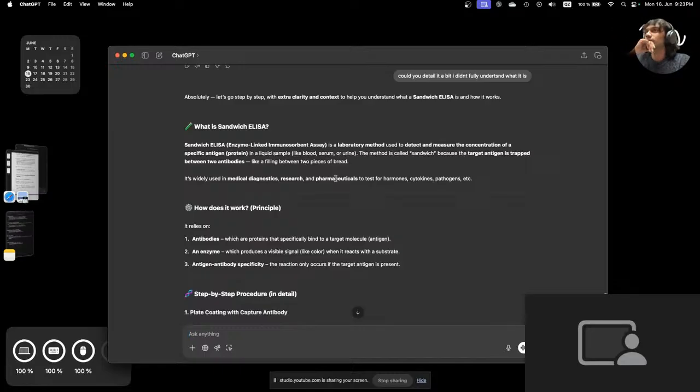It's a method used to detect and measure the concentration of a specific antigen in a liquid sample. The method is called sandwich, like filling between two slices. Okay, it's widely used in medical diagnostics and research.